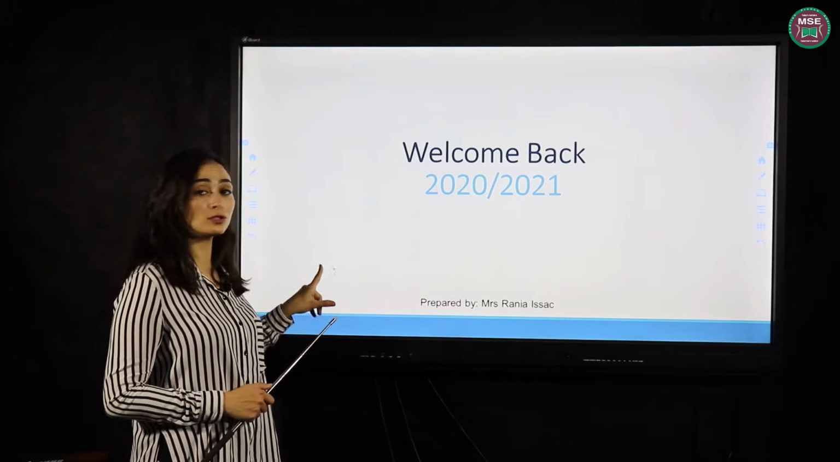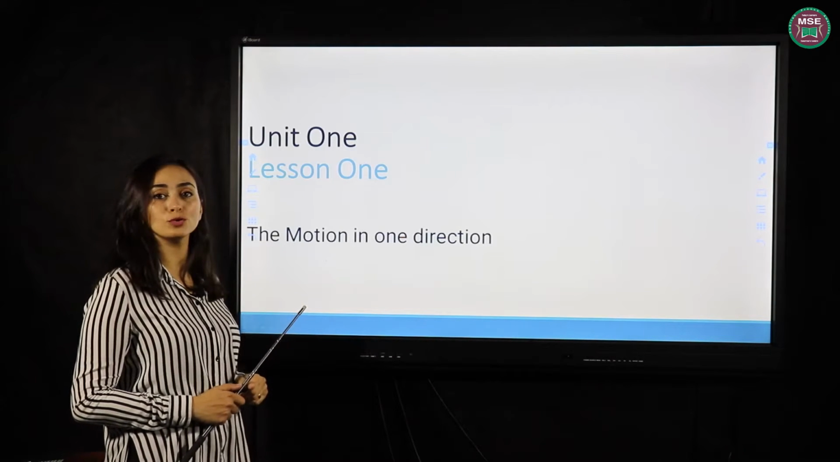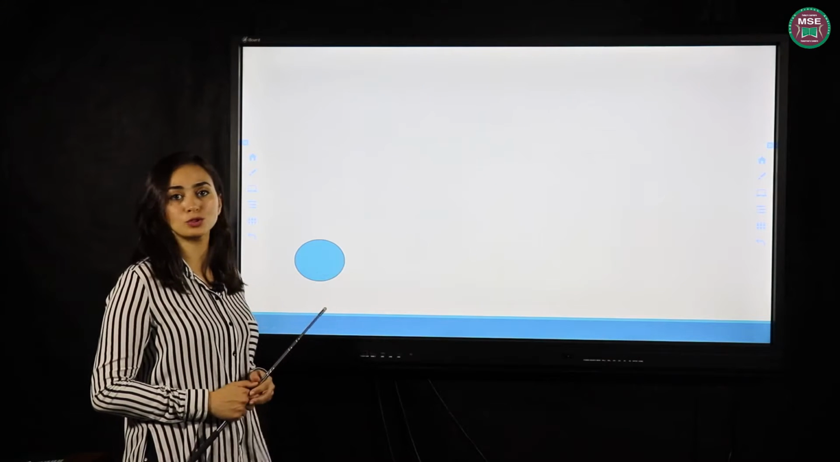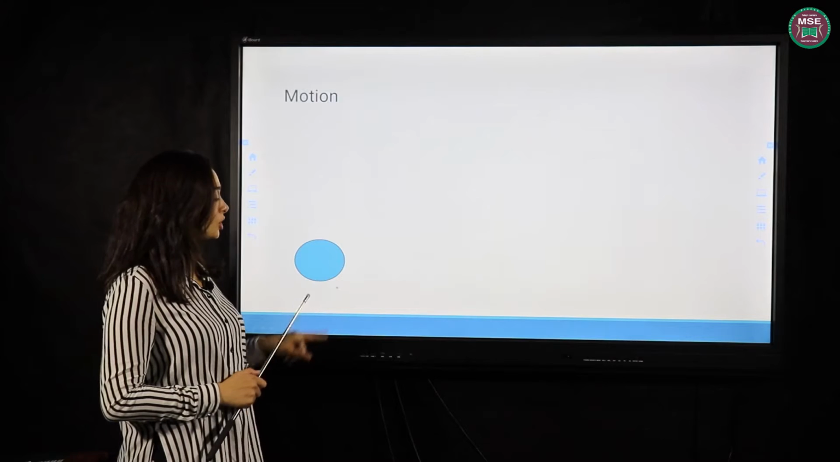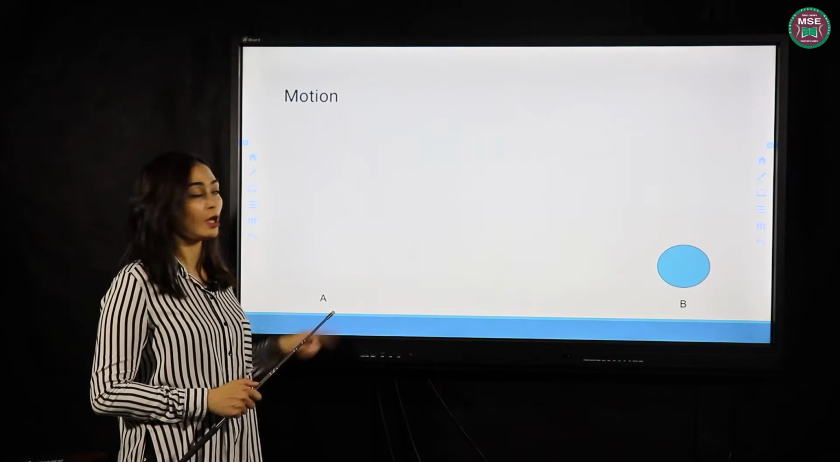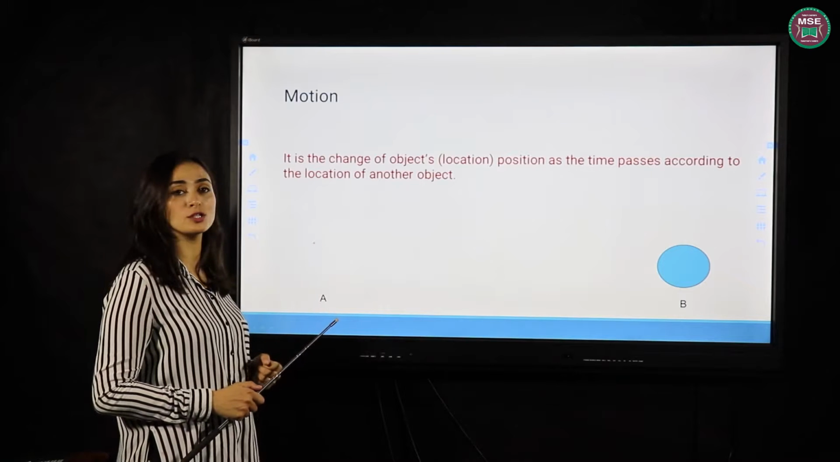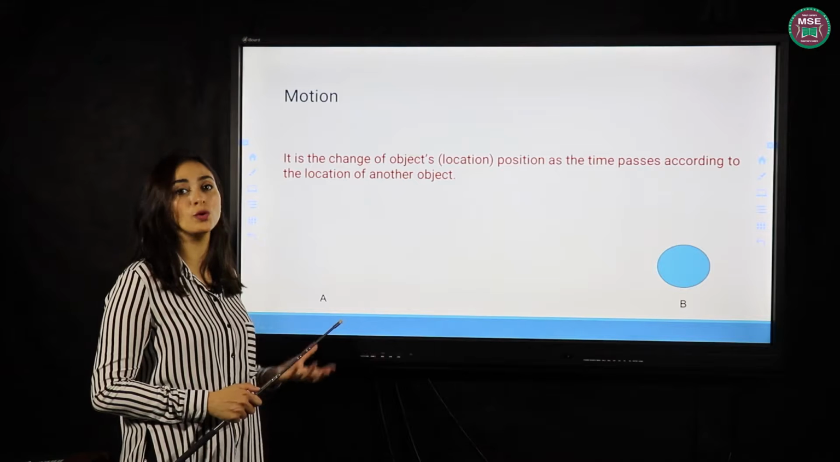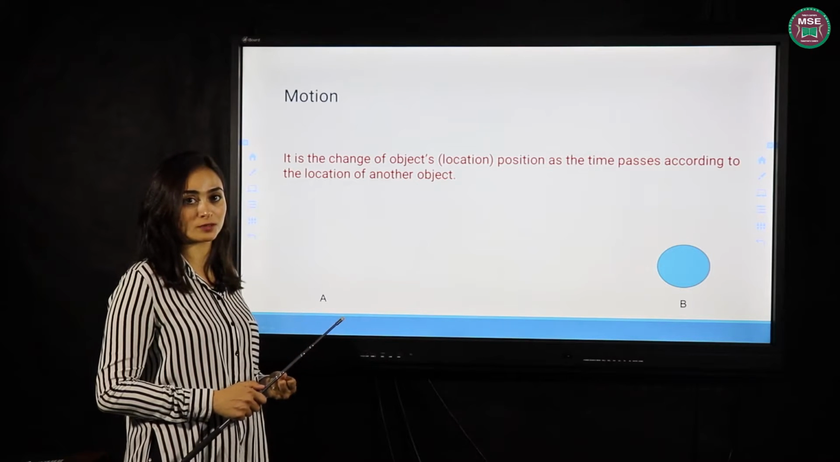Today we'll talk about Unit 1, Lesson 1, Motion in One Direction. First, what's meant by motion? When the object changes its position, that's called motion. So motion is the change of the object's position as time passes, according to another fixed object.